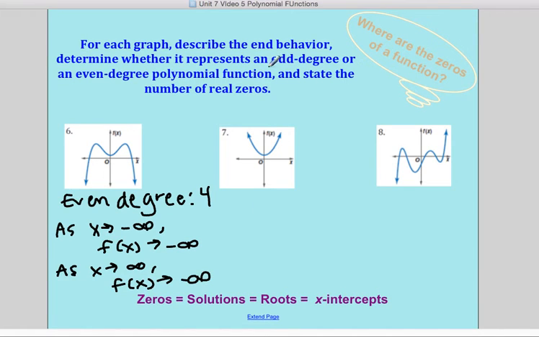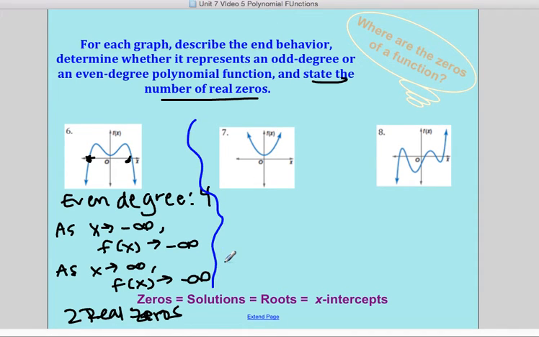The last thing I need to do is state the number of real zeros. Those are your solutions, your roots, your x-intercepts. So how many x-intercepts do I have? 1, 2. So I have 2 real zeros. Okay, so that is number 6. Number 7. I look at this one. Once again, both my arrows are going in the same direction, which tells me it's an even degree. To figure out the actual degree, I would count the number of turns plus 1. So there's 1 turn, 1 plus 1 is 2.